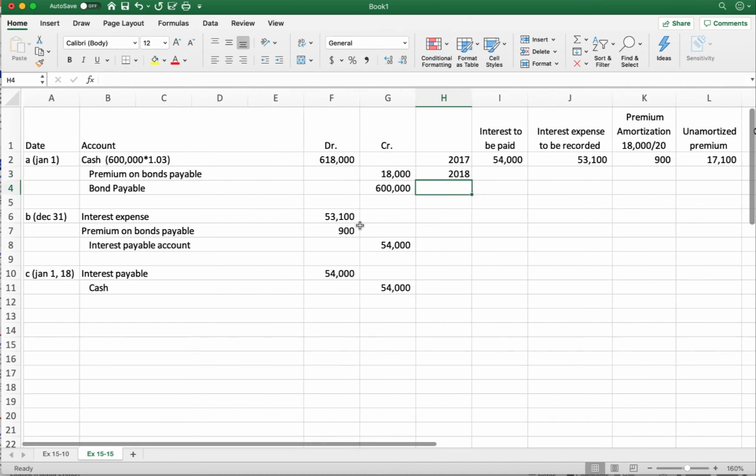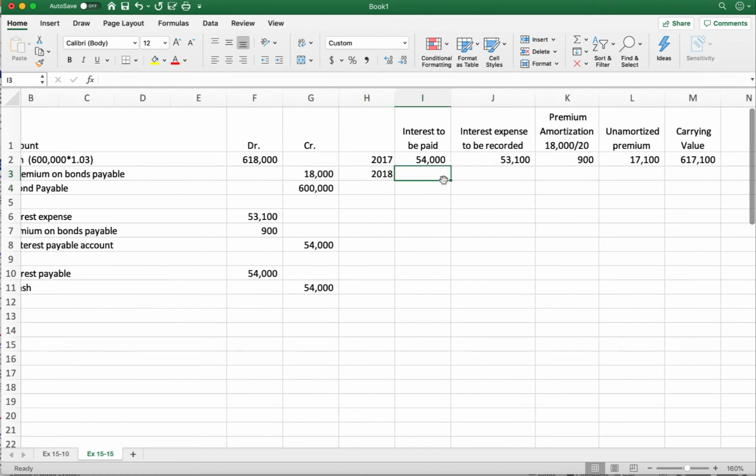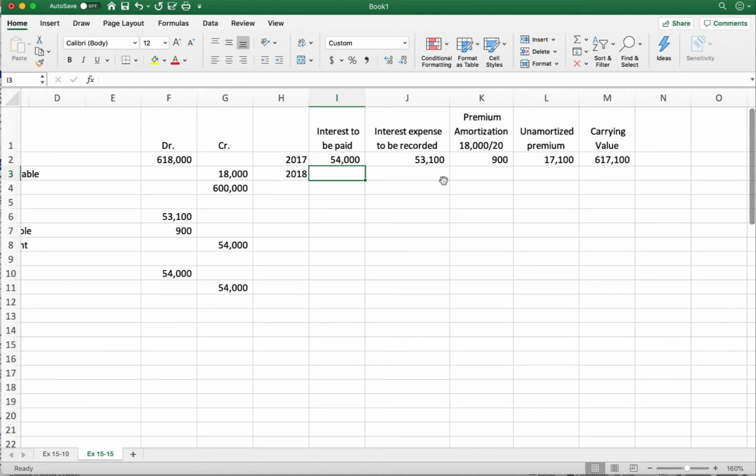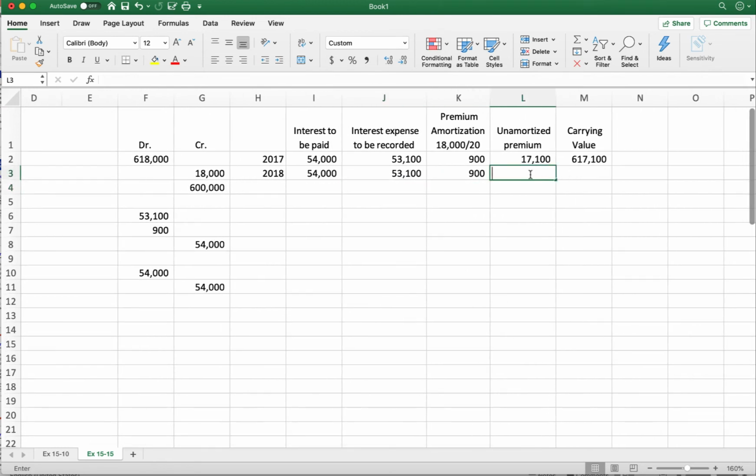Well, what's going to be the journal entry for 2018? Well, that's easy. I need to figure out how much interest am I going to pay? Well, the face amount times the stated rate, $54,000, right? What is my amortization for 2018? Well, it's $900, right? Okay, what is my interest expense to be recorded? I take my interest to be paid and I subtract out the premium. Okay, what's the unamortized amount? Well, that's easy. 17.1 is what it was previously minus the $900. Boom.